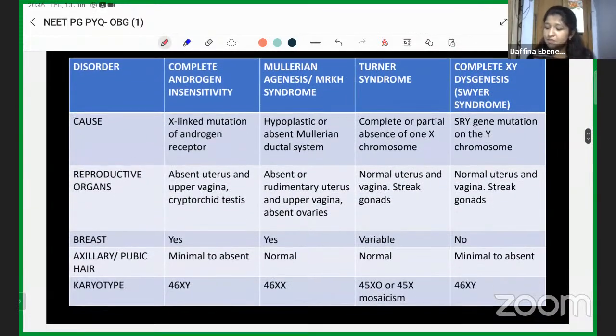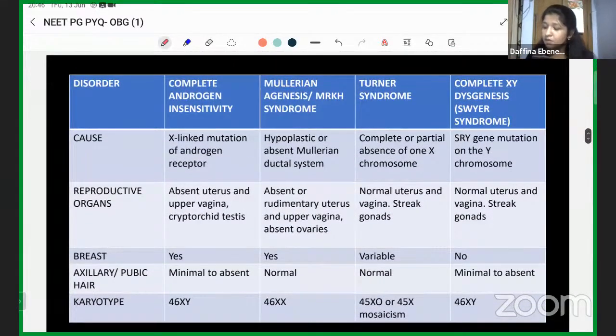So these are the different diagnoses that can occur. One is complete androgen insensitivity, Mullerian agenesis or MRKH syndrome, Turner syndrome, and complete XY dysgenesis or Swyer syndrome. The cause for complete androgen insensitivity is an X-linked mutation of the androgen receptor. In Mullerian agenesis, there is a hypoplastic or absent Mullerian ductal system. In Turner syndrome, there is complete or partial absence of one X chromosome, and in complete XY dysgenesis, there is an SRY gene mutation on the Y chromosome.